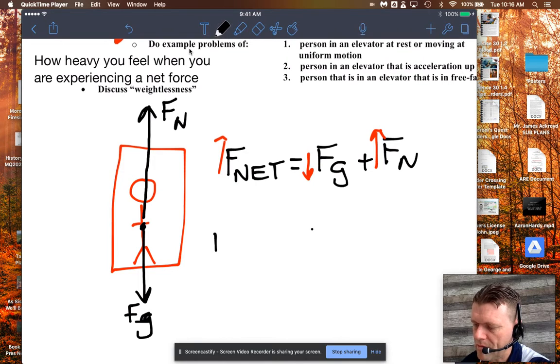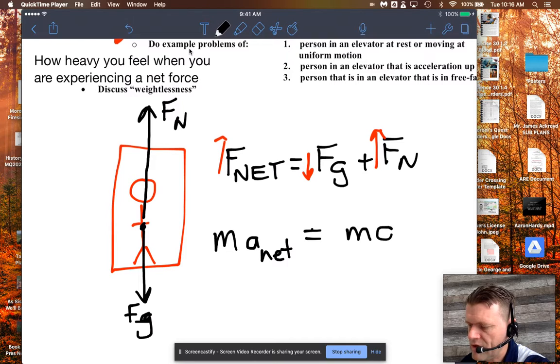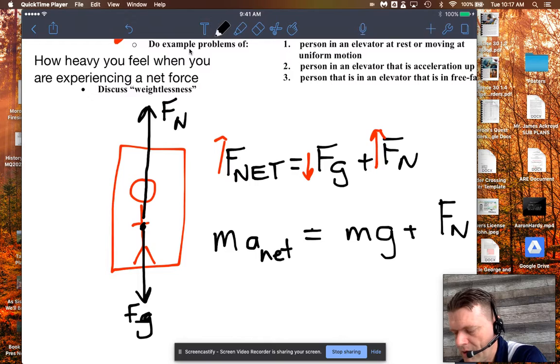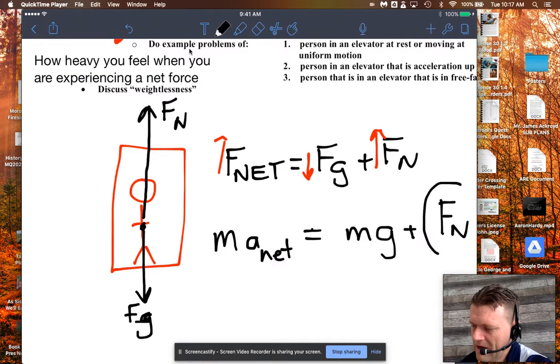So the net force will be the total mass times the net acceleration. The force of gravity will be m times g. And the normal force, well, we'll just leave that as the normal force. We always find it indirectly because it's proportional to gravity most of the time. But anyway, the apparent weight is really the negative of the normal force. This is where we get our apparent weight from. So we have to solve for it.